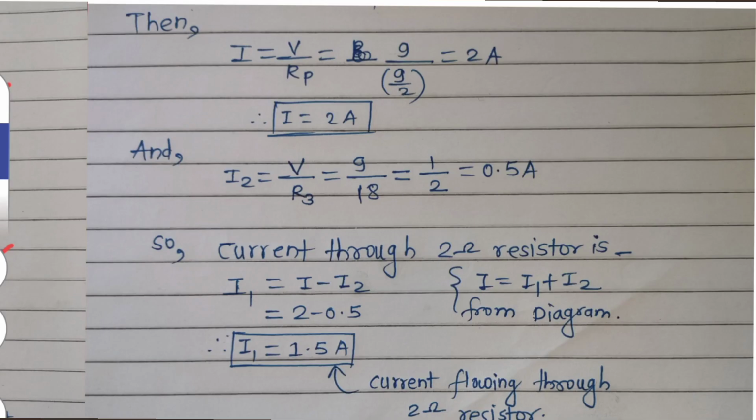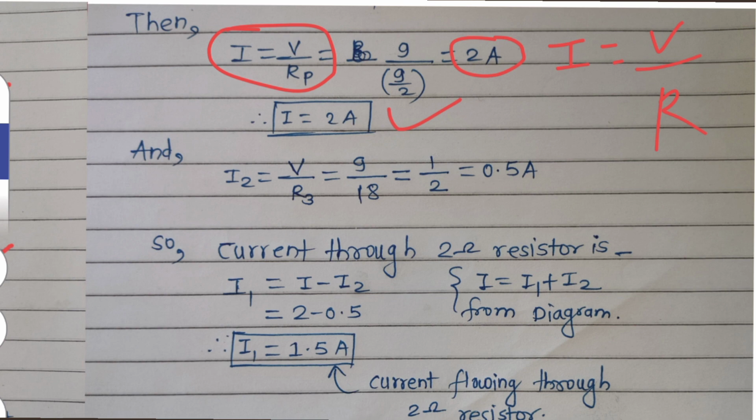Now you can see here, after getting the total resistance, I can calculate the total current by using Ohm's law, that is I is equal to V by R. So I will use this formula V by R. Now the total voltage is 9 volt and the total resistance that we got here is 9 by 2 ohm, that is also 4.5 ohm. So I will just divide 9 by 9 by 2. I will get the answer, that is 2 ampere.